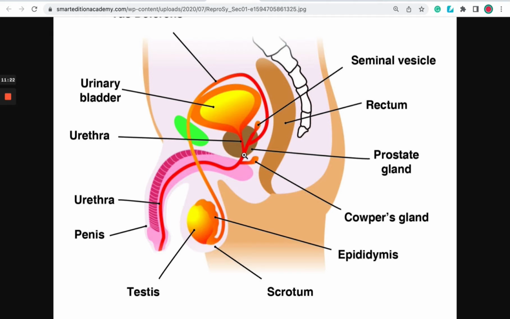That is about 30 centimeters long. It extends from the testicles into the pelvis and ends at the ejaculatory duct. The epididymis and the vas deferens are supported by several accessory glands that produce the fluid components of semen and support the sperm cells.